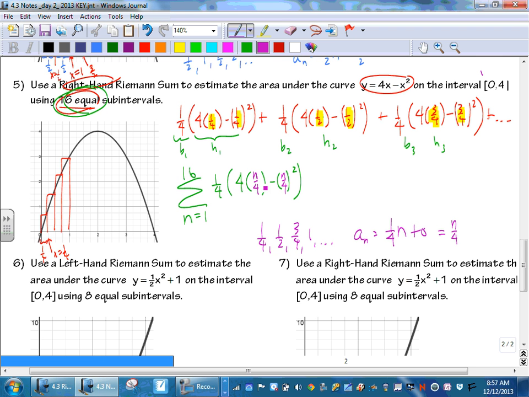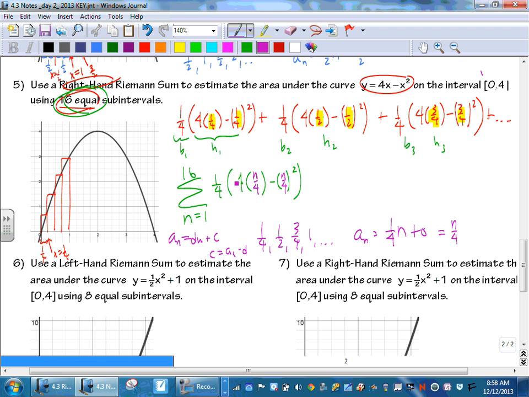This formula we talked about before, a sub n equals dn plus c. D is the common difference, which we established is 1/4. C is the first term minus the common difference. So the first term in our sequence is 1/4, minus the common difference of 1/4, would be 0. Okay, here's our formula. Here's our sum.